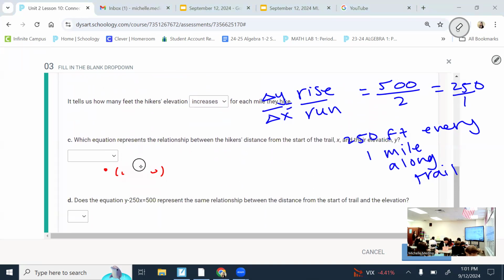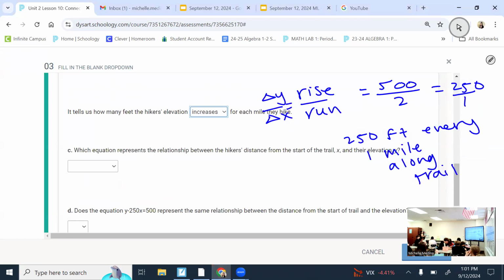Which equation represents the relationship between the hiker's distance from the start of the trail, x, and their elevation, y? Both of these are in what format? Good. Granted, it's in a slightly different order, the way they have it written. But you guys should know slope is always in front of what? The x. And we just found our slope to be 250. So it's going to be this one. And they wrote it just kind of in a different order. They're allowed to do that so long as they don't change the signs or anything. Like the 250 is still my slope in front of the x. Good.